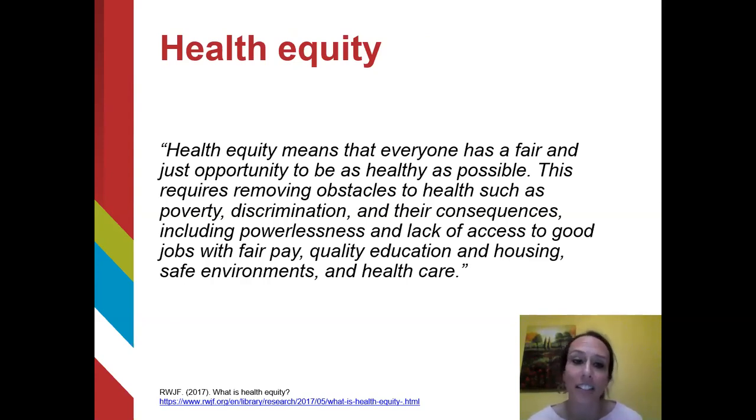feel and the lack of access to good jobs that have fair pay, quality education, housing, safe environments, and healthcare. Health equity is the ethical and human rights principle that motivates us to eliminate health disparities. Health equity can be viewed both as a process and as an outcome.